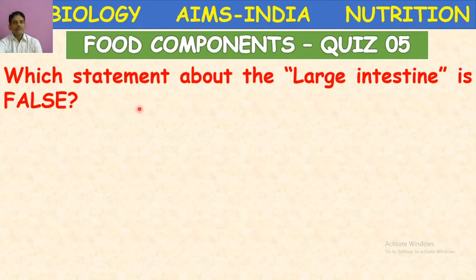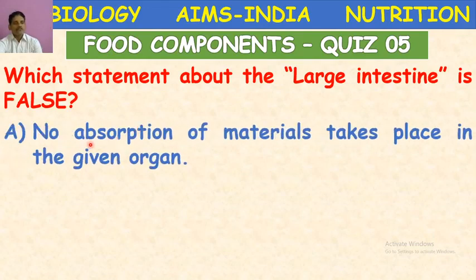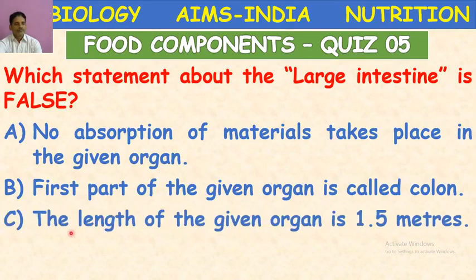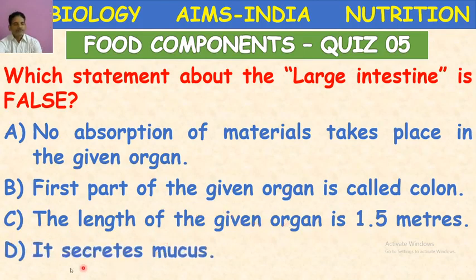Next, which statement about the large intestine is false? Statement 1: no absorption of materials takes place in the given organ. The given organ means large intestine. Second statement: the first part of the given organ is called colon. Third statement: the length of the given organ is 1.5 meters. Fourth statement: it secretes mucus.